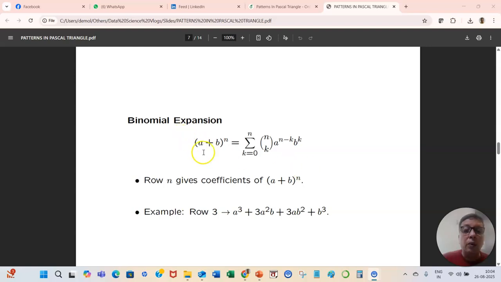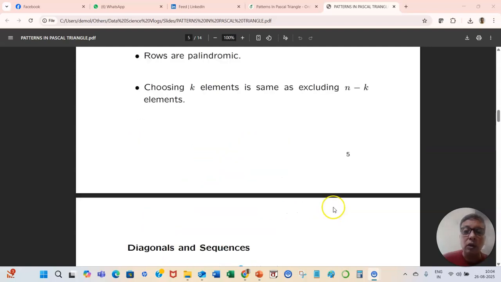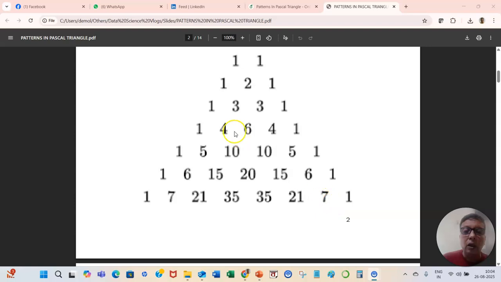I talked about binomial expansion, (a plus b) whole to the power n, which is the sum of nCk a to the power (n minus k) b to the power k. Row n gives the coefficients of (a plus b) whole to the power n, which for the third row is 1, 3, 3, 1. So if you look at the third row, it is 1, 3, 3, 1.